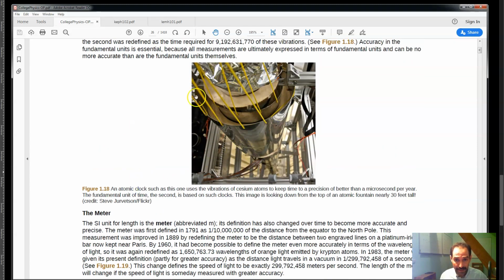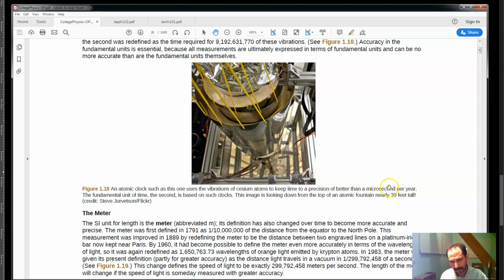And this is a cesium clock. This photograph has been taken from the top of a long tower in which the clock has been installed. So it's an atomic clock. Such a clock uses the vibrations of cesium atoms to keep time to a precision of better than a microsecond per year.